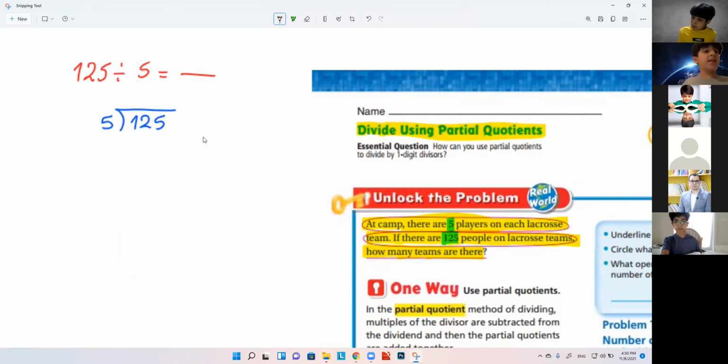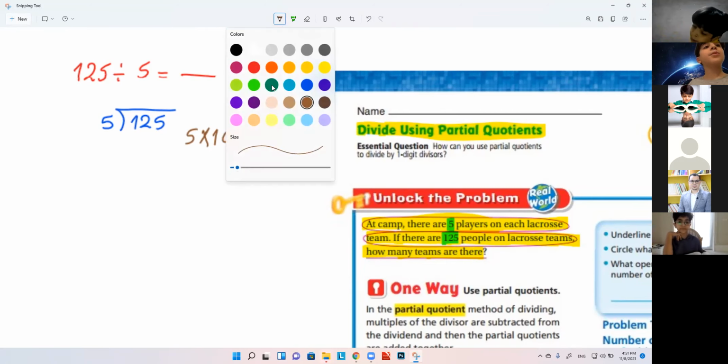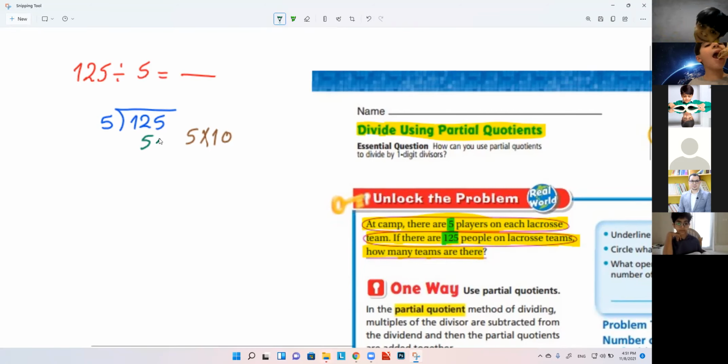Okay, so let's start with the tens. Let's multiply by the multiples of ten. You have to start with 10, 20, 30, 40, and so on, okay? So let's start with 10. 5 multiplied by 10 equals 50, right? Yes. So let's subtract here.